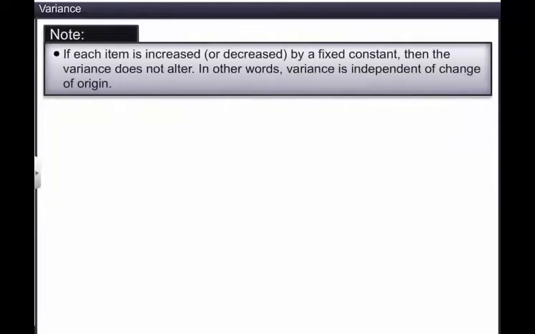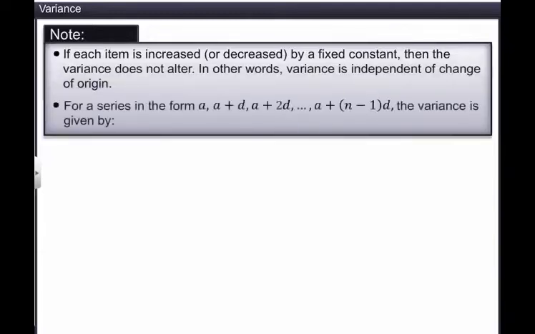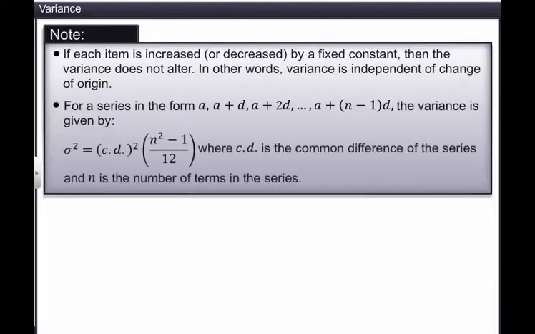Please note that if each item is increased or decreased by a fixed constant, then the variance does not alter. In other words, variance is independent of change of origin. For any arithmetic series, variance is equal to the square of the common difference multiplied by n squared minus 1, whole divided by 12.